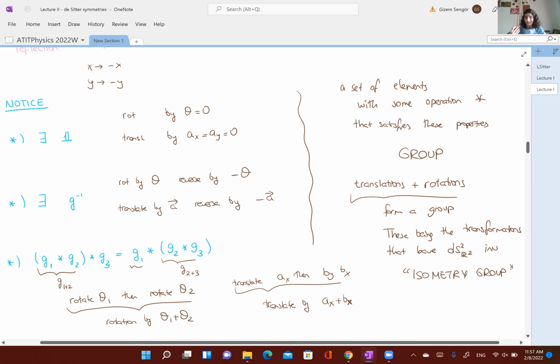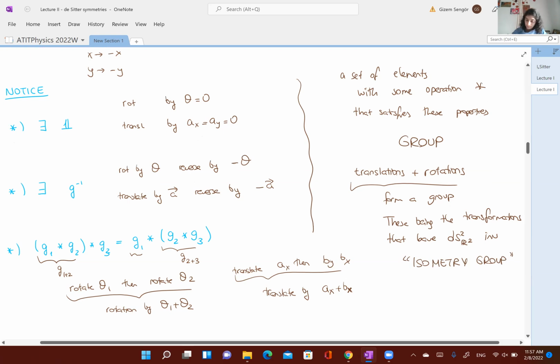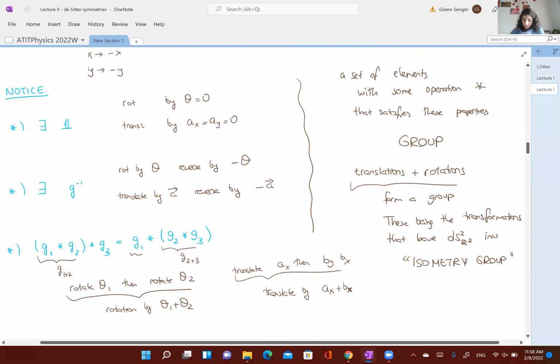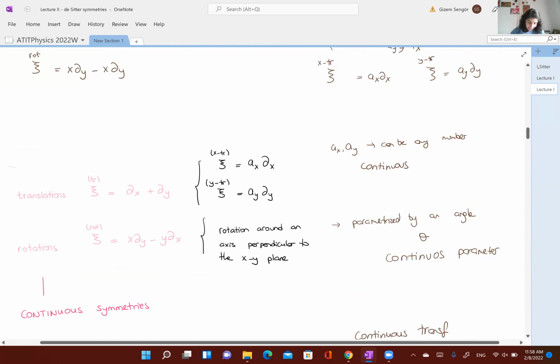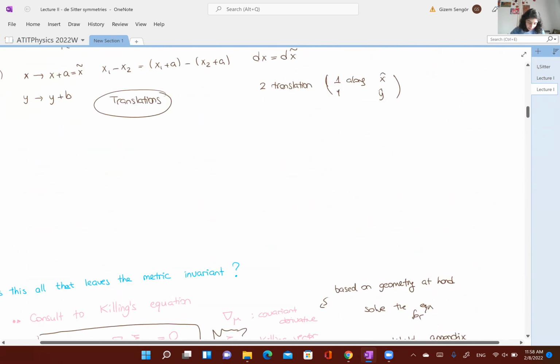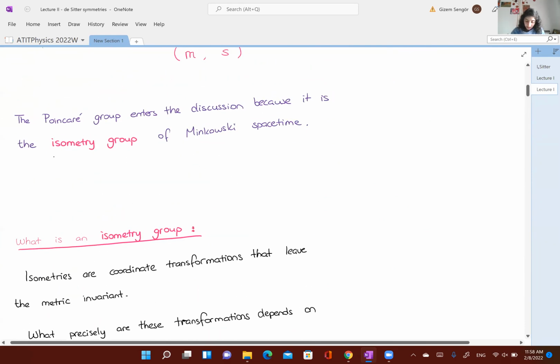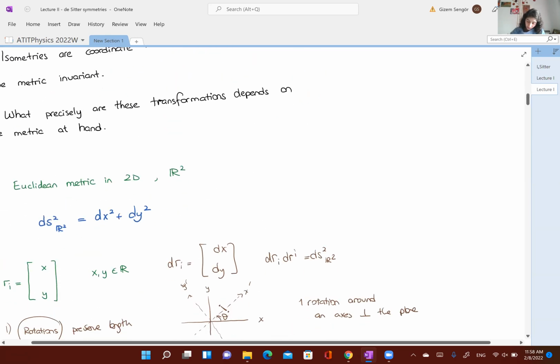Anyway, iso has something to do with being the same, as a word as well. So if we go back, we said the Poincare group was the isometry group of Minkowski. It means it has all the transformations that leave the Minkowski metric invariant, and all of those transformations all together form a group.